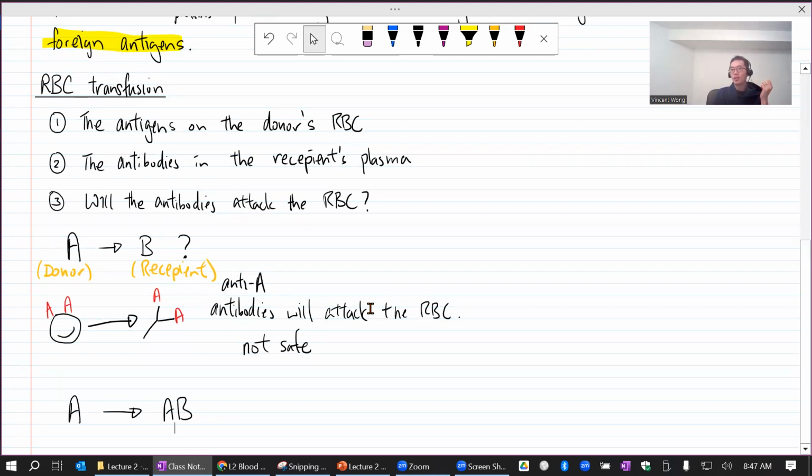Not safe. You changed your mind? Yeah, because it has both antibodies. Okay, well, let's see. We'll give the class a few more seconds, and then we'll take it up. If you look at antibodies, then it's safe because there is... Oh, you changed your mind as well? Yeah, because there are no antibodies in AB now. Okay, yeah.